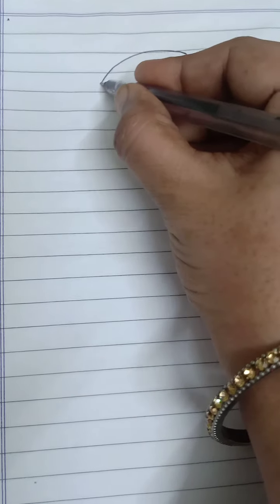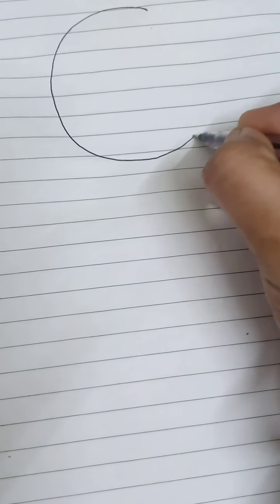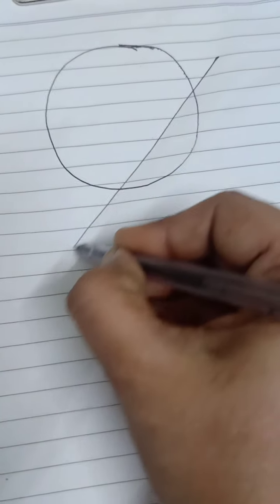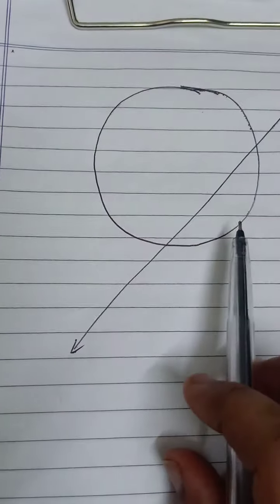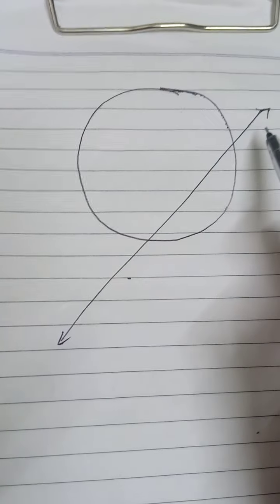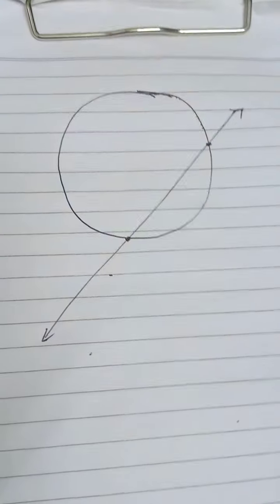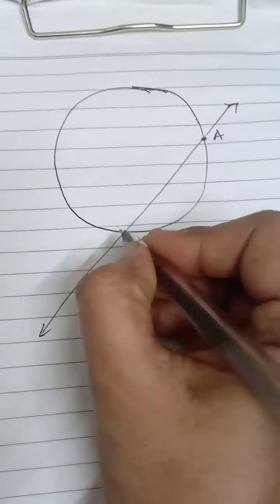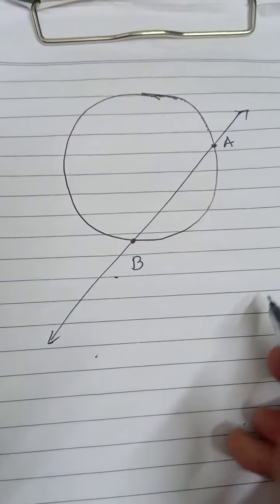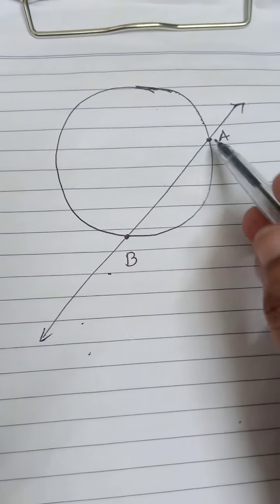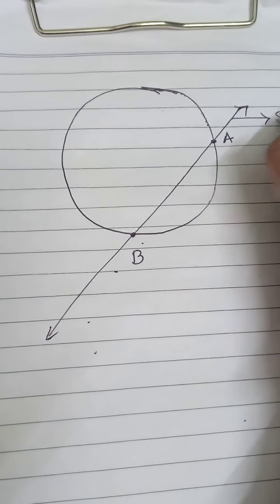First of all, I will draw here a circle. So here I have taken a circle. In that circle, I will take a line. Already earlier I have explained to you what this line is called. A line which is intersecting the circle at 2 points. For example, I am taking the 2 points A and B. So a line intersecting the circle at 2 points is called a secant.